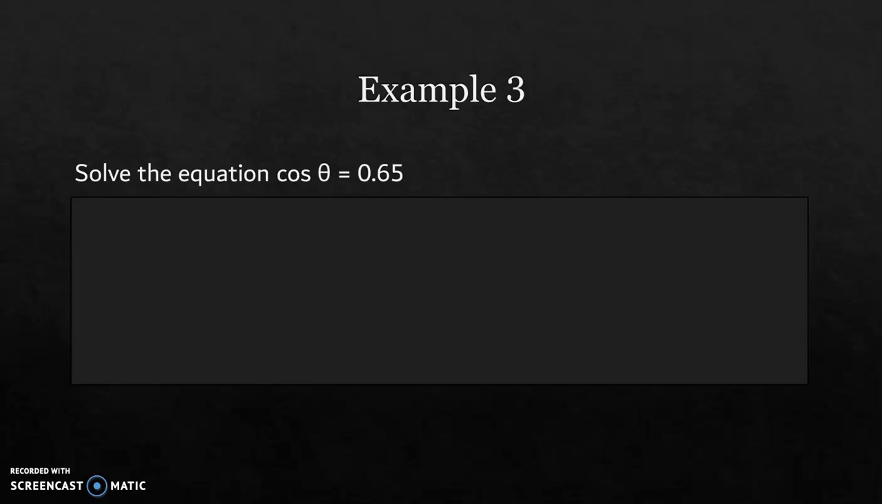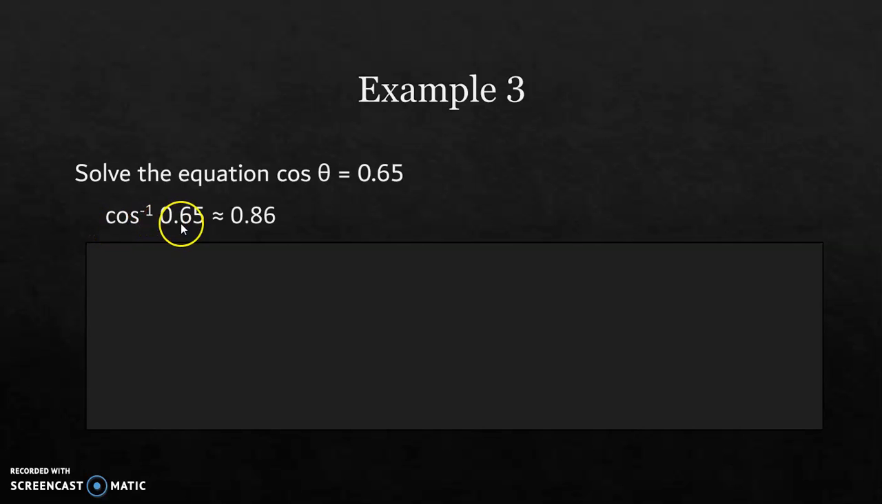Now, generally, we're going to be working in radian mode, so you want to make sure your calculator is in radian mode. And we're just going to do the inverse cosine of 0.65. Okay, so inverse cosine of 0.65 is 0.86 or so. Now, I rounded to 2 decimal places because they were rounding to 2 decimal places. But if you get your rounding off and maybe you go to 3, I'm not going to worry about that. It's really about getting this angle measure.